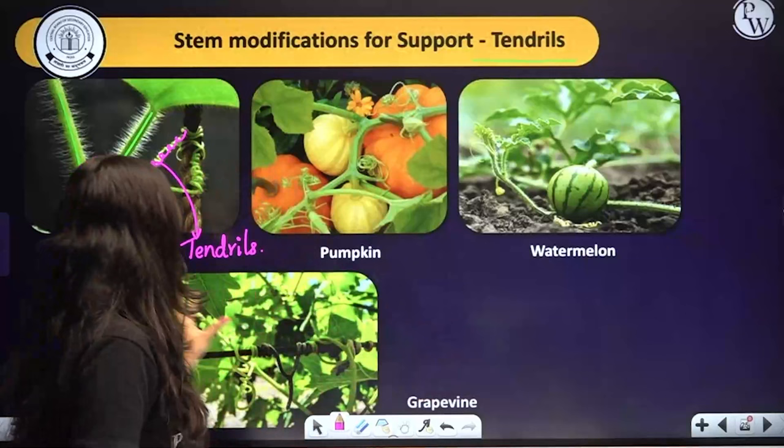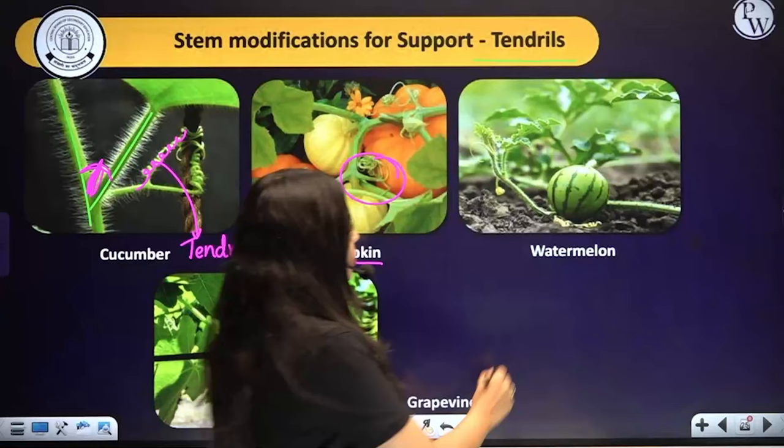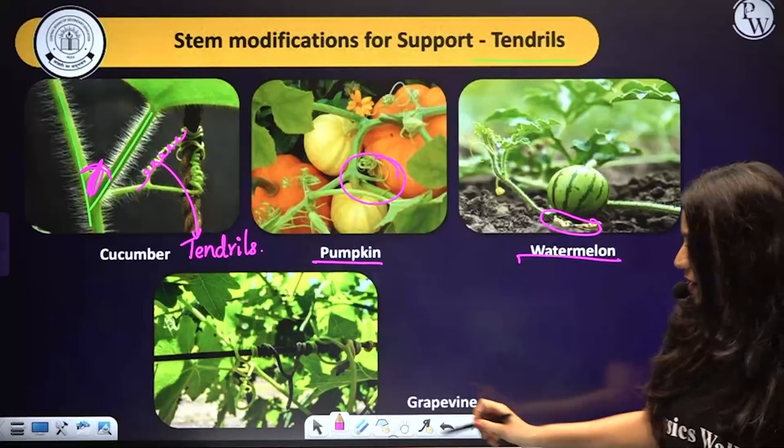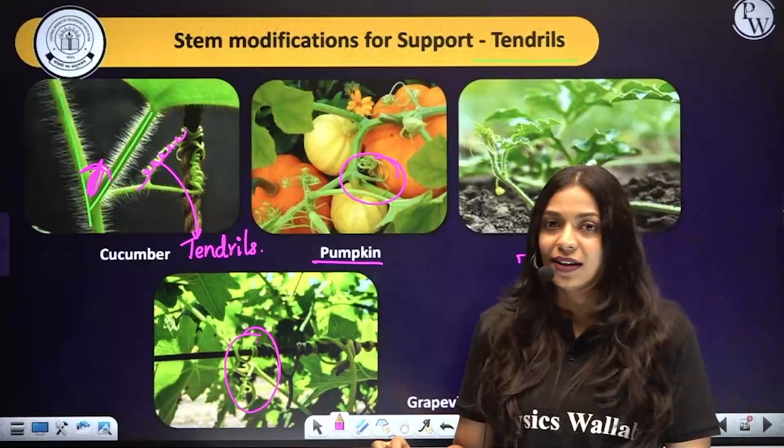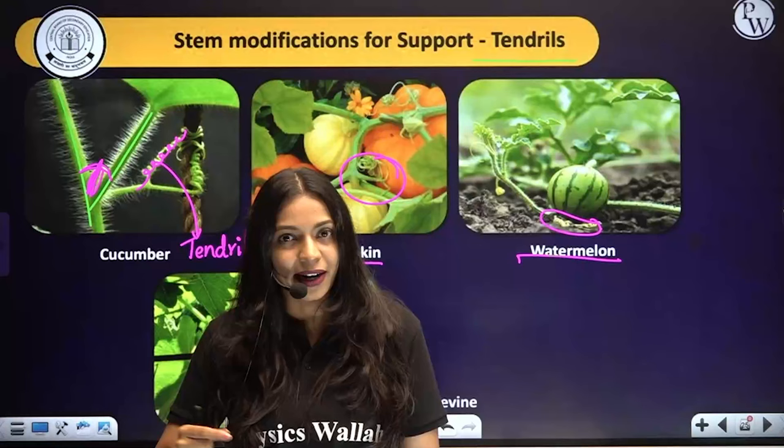You can see that in pumpkins as well. You can observe that in case of watermelons also. And similarly, you can see that in grape vines as well, right? So these are some examples where the stems, specifically the axillary bud of the stem, is modified into a coiled wiry structure that helps in providing support. All right?